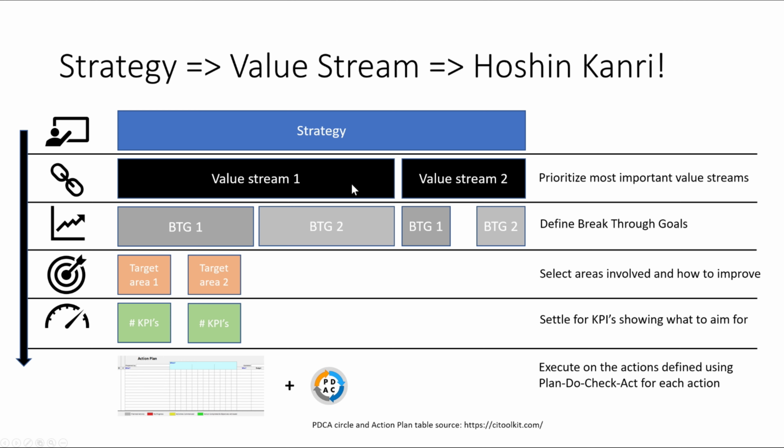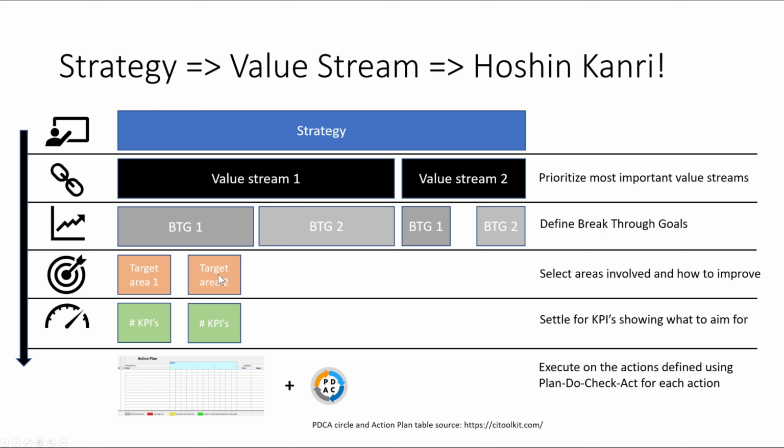In this particular example, we have a value stream 1 and a value stream 2. And for each value stream, you define breakthrough goals. What are the breakthrough goals that need to be defined in order to get the strategy up and going? So in this particular example, value stream 1 consists of 2 breakthrough goals, 2 different goals that you need to improve in the value stream.